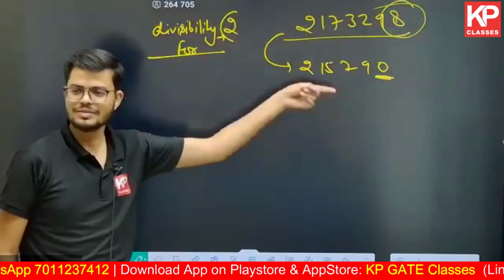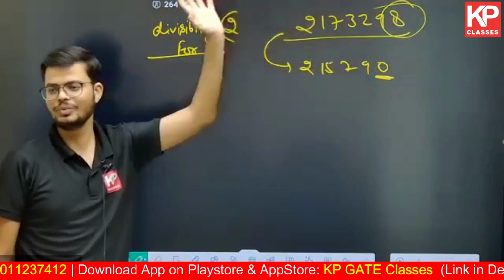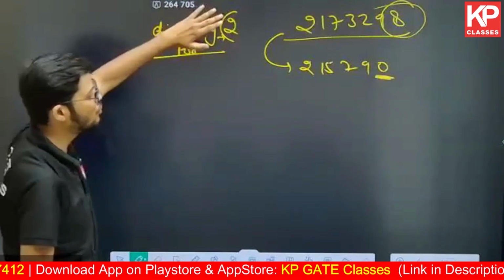0 is an even number. It is divisible by 2. That means the whole fraction is going to be divisible by 2. That is the divisibility rule for 2.